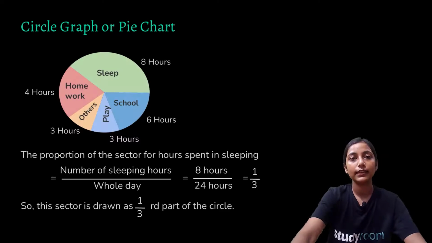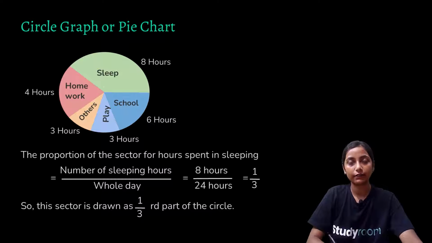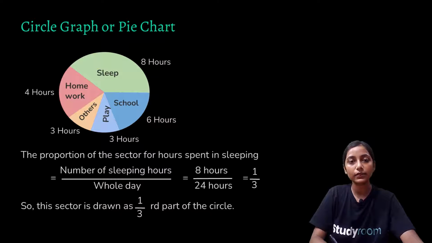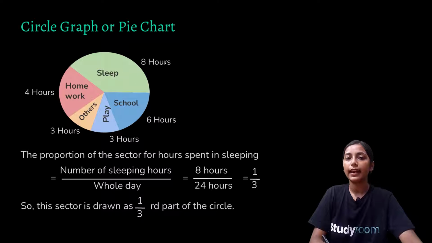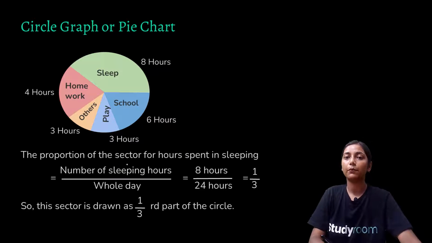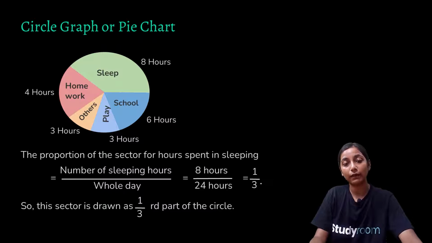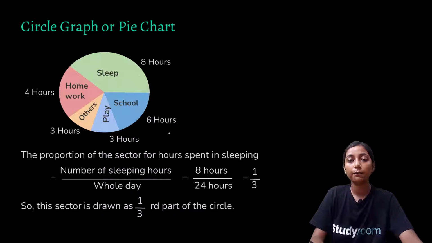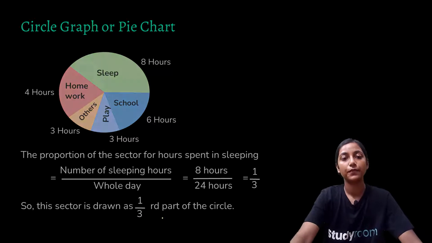Next, see a circle graph. Here we are given a circle graph. The proportion of the sector for hours spent in sleeping: in a day, 8 hours are spent sleeping. So the fraction will be the number of sleeping hours, that is 8, divided by the whole day, that is 24 hours. So it will be 8 by 24, that is 1 by 3. The sector is drawn as 1 by 3rd part of the circle.